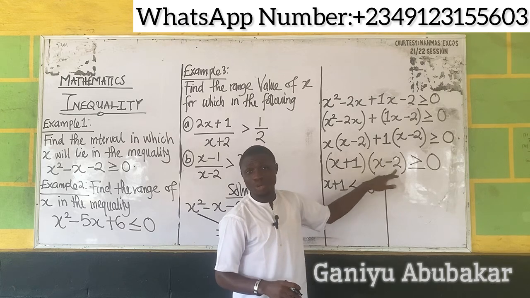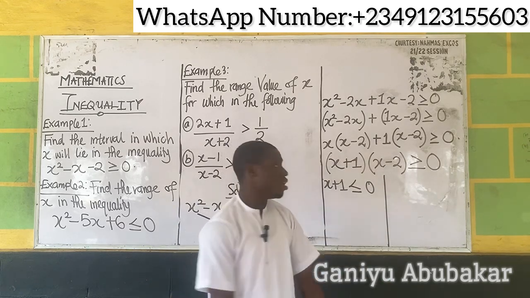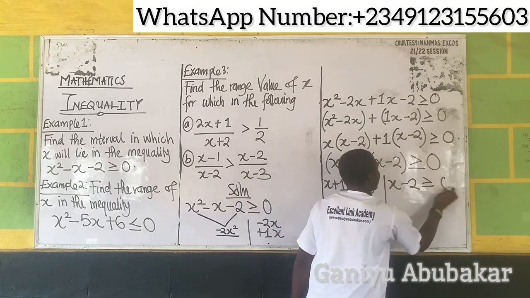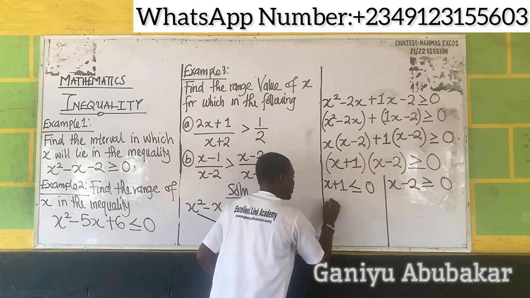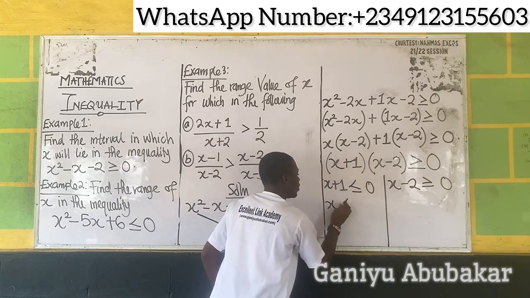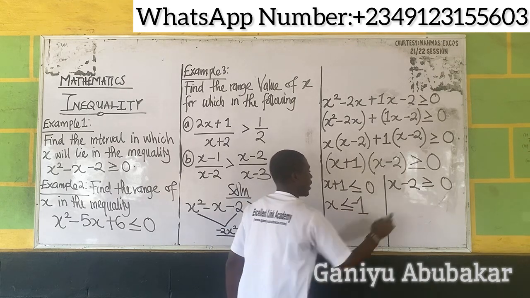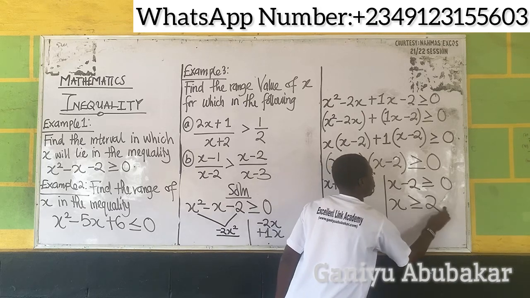Minus 2, x minus 2 is lesser. So it being lesser means it will retain the symbol. So I'll have x minus 2 retain the symbol. So let's get x here. I have that x, take this one here, gives you less than or equal to minus 1. And here, take this one here, gives you x greater than or equal to 2.